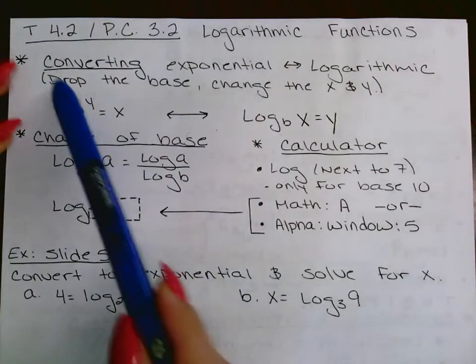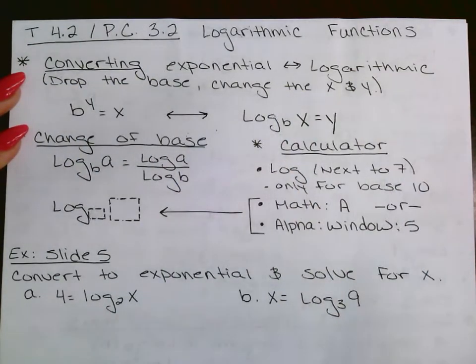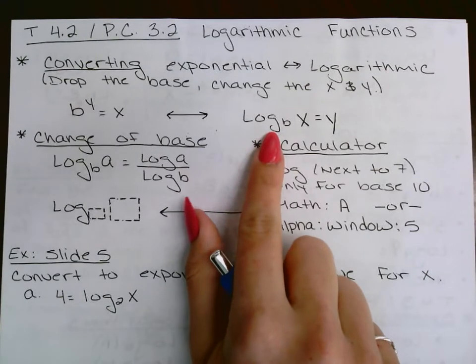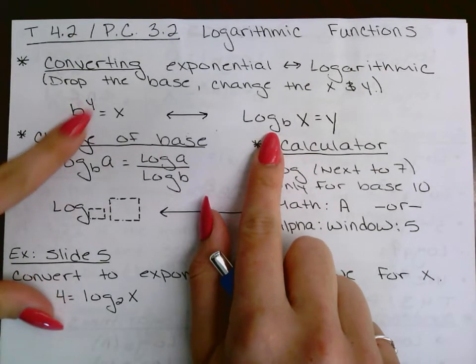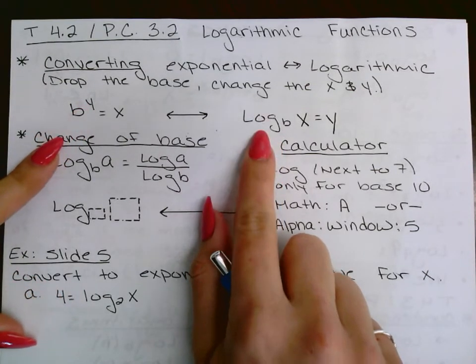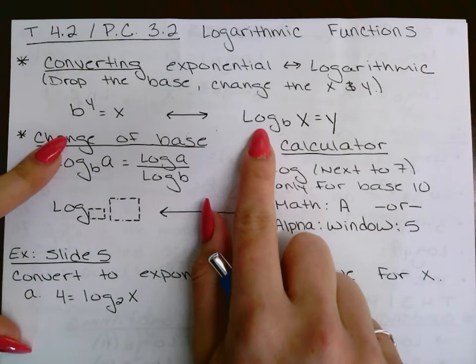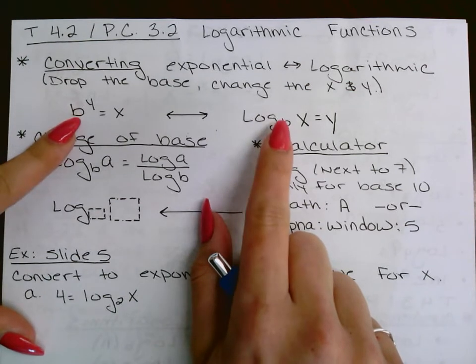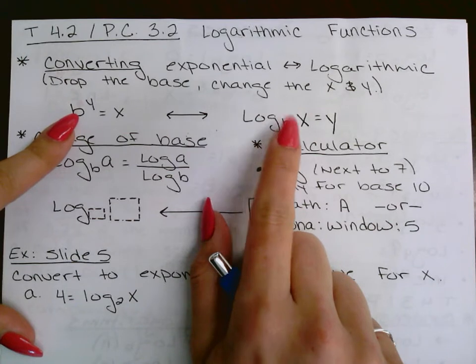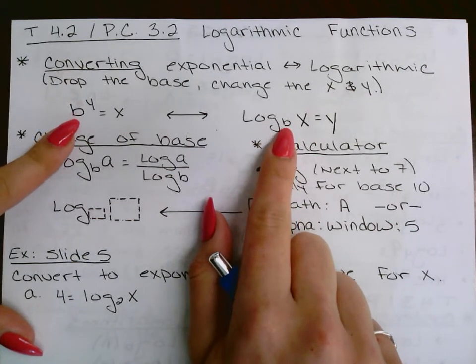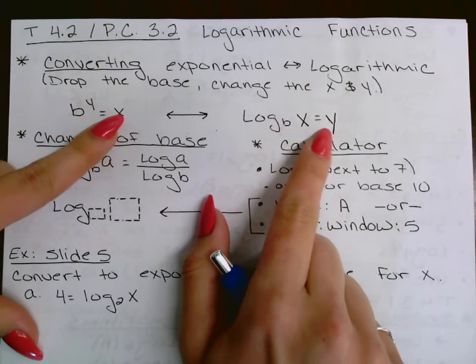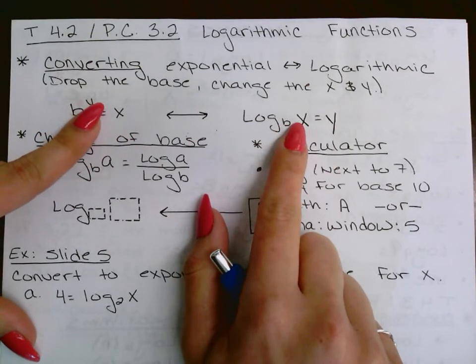The best way I can help you memorize this is to drop the base and change the x and the y. So the exponential function is the one with an exponent, and the log function is the one with a log. So if you want to convert from one to the other, whatever number is in the place of the base stays as the base. One is the base of an exponent, the other one is the base of the log. And then whatever is in the spot of x and y, whether it be a number or a variable, you just change their locations. Okay? We're going to see some examples of those in a minute.